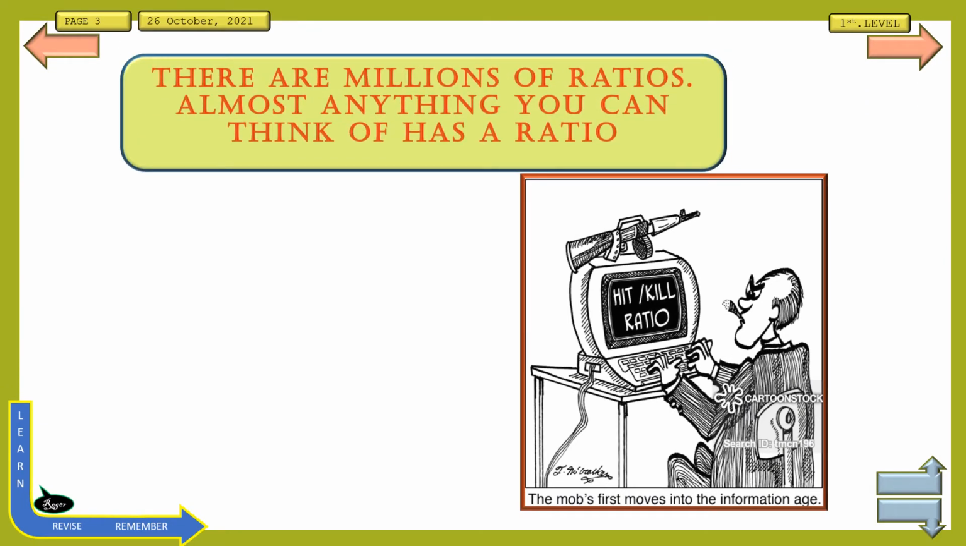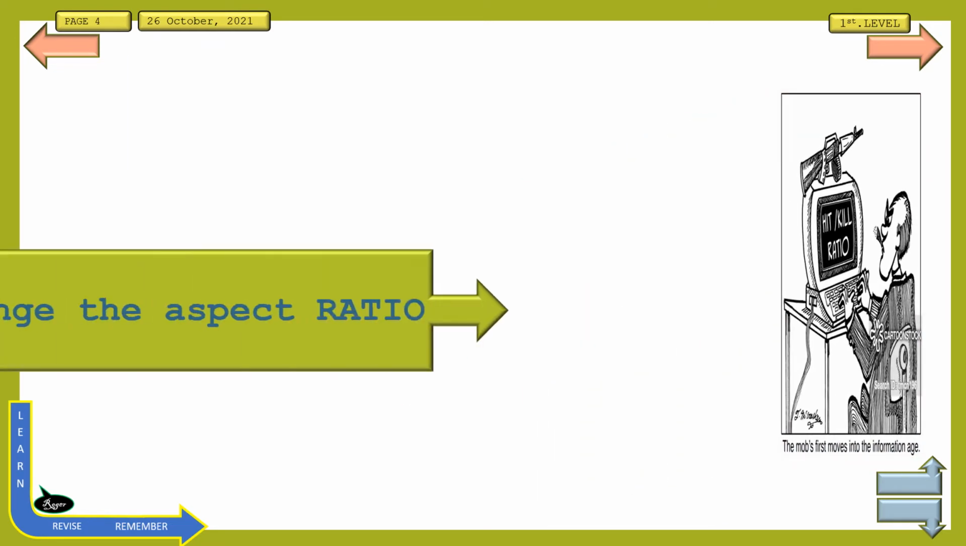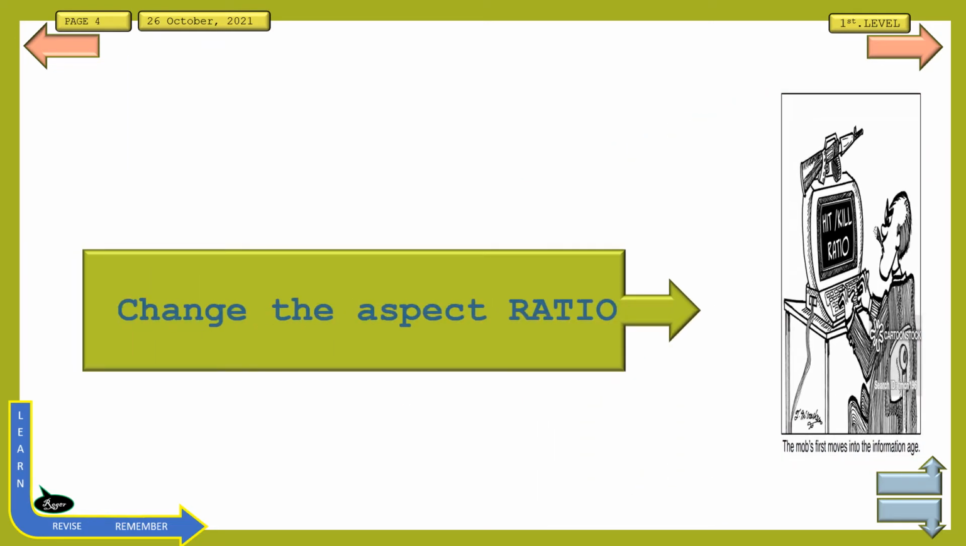There are millions of ratios. Almost anything you can think of has a ratio. You may be surprised to learn that playing computer games involves many ratios. When you set up your TV or your computer screen, you can change the aspect ratio, that is, the ratio between the width and the height.